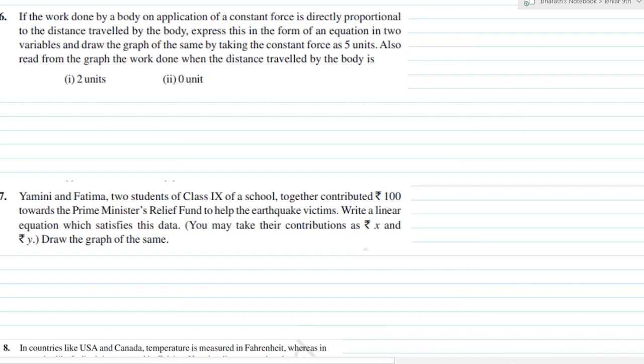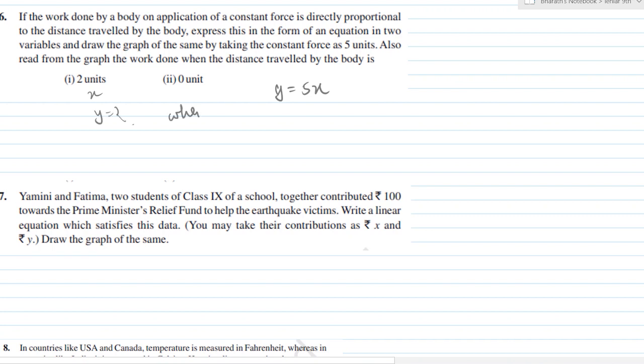So according to the question, in this form, two equations of variable taking the constant force as x. So here the equation will be y is equal to 5x, where y is the total distance traveled by a body, and x is the constant force applied, right? Here when 2 units, this is our x value and we have to find the y value.